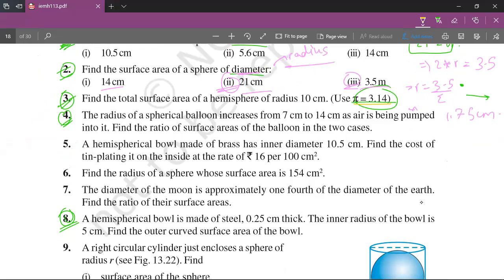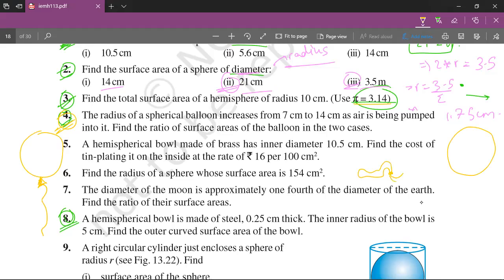So the fourth question: the radius of a spherical balloon. A balloon somewhat looks like this, with a little string on the top, even though it looks like something else, looks like an alien. The radius of a spherical balloon increases from 7 centimeters to 14 centimeters as air is being pumped. So whenever you see a balloon, you don't see it as a hole like this. Usually you see it as a punctured object. You'll see it like this.